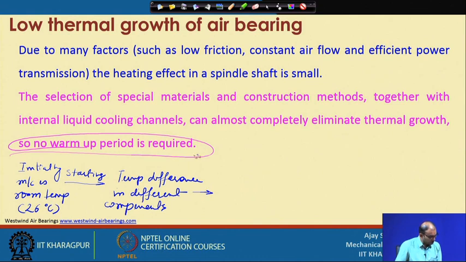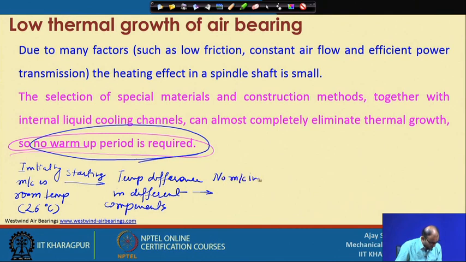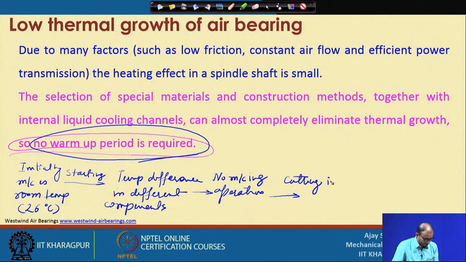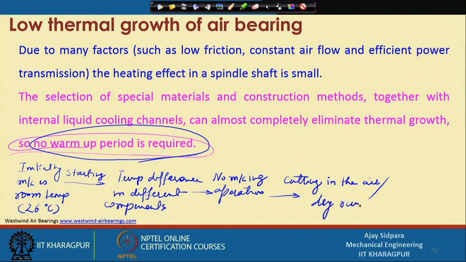So, what you have to do is give one warm up period. You start the machine, do not operate any operation. So, here no machining operation. Start the machine, do not do any operation, and then you do a dry cutting. So, that means air cutting in the air, or consider it a dry run.